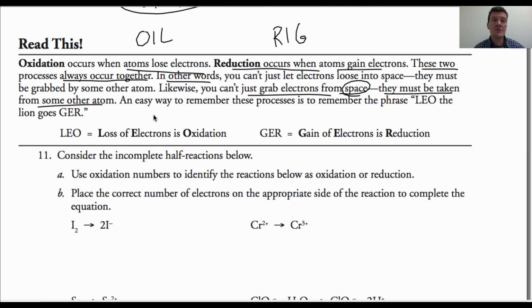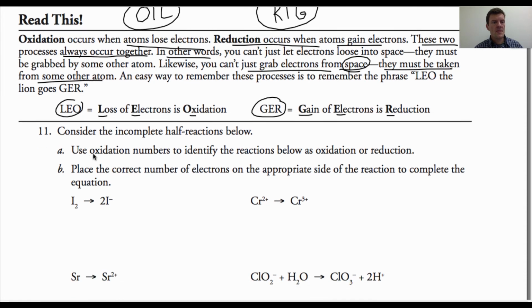So here's another way for you to remember. I gave you OIL, RIG. Another way is to say LEO, meaning like Leo the lion, says GER, like a lion growls, right? So LEO says GER. LEO stands for loss of electrons is oxidation, L-E-O. GER, the growl there, is G-E-R, gain of electrons is reduction. So whichever helps you, wonderful.